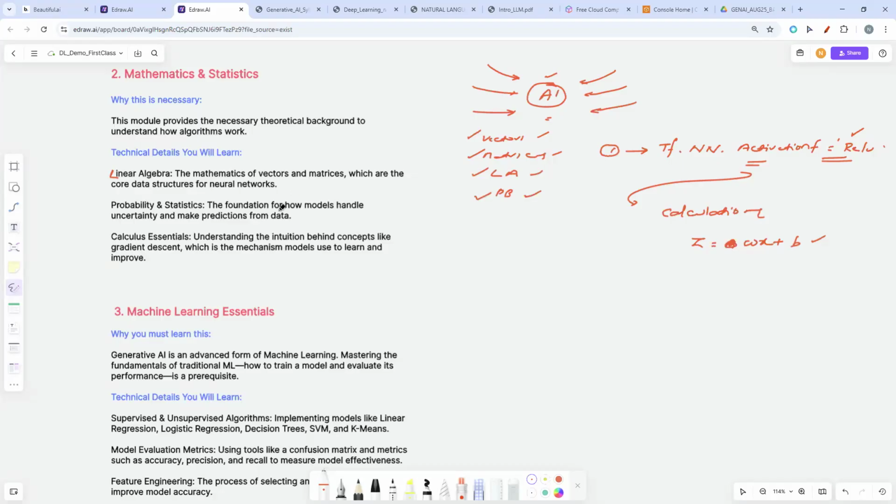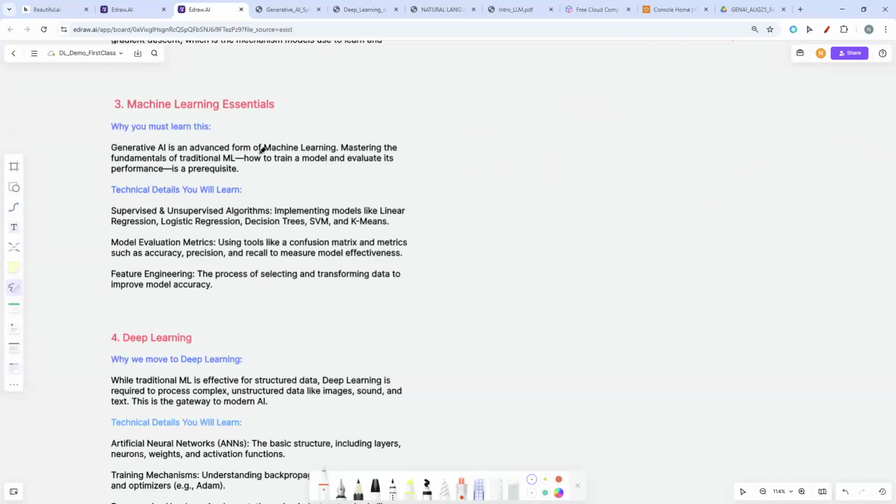Okay, so that is the thing. And then machine learning essentials. See, for learning generative AI, you need not have a deep understanding of ML. Okay, having knowledge of ML is always beneficial. Having knowledge of anything is always beneficial, right?